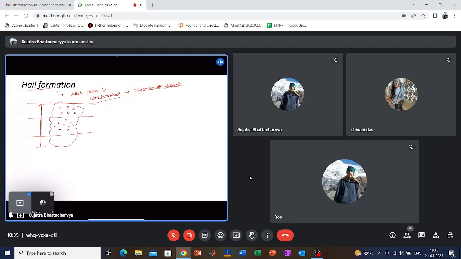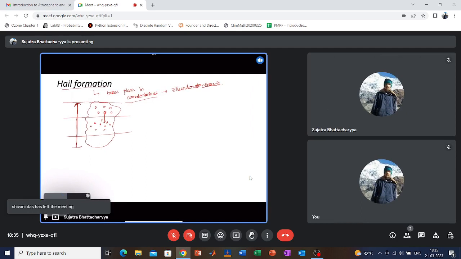Now this ice, when it falls because of its high weight, it falls up to the lower level, but the updrafts of the thunderstorm are still there. What is this updraft? The convection, the vertical velocity of the air. So this convection will be there, and because of this updraft it cannot fall. As a result, it goes up again, sticks with different water droplets, and as a result the hailstone becomes so large.